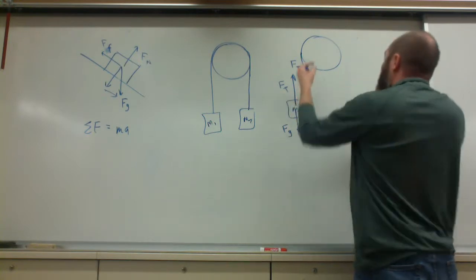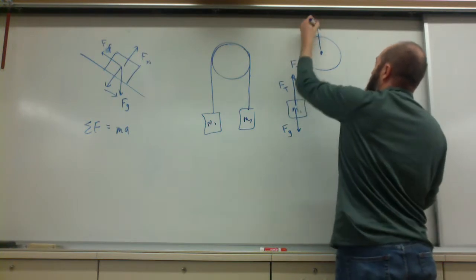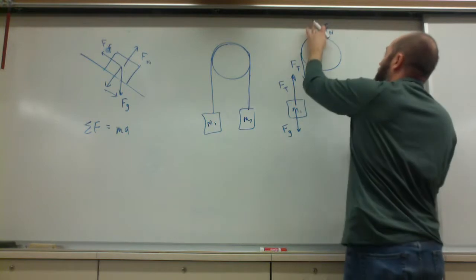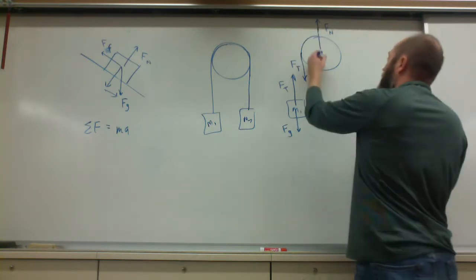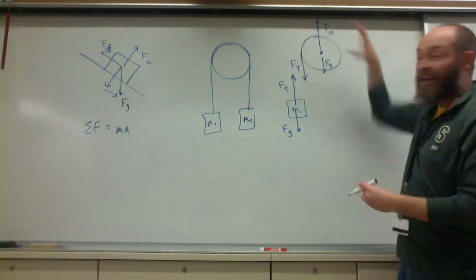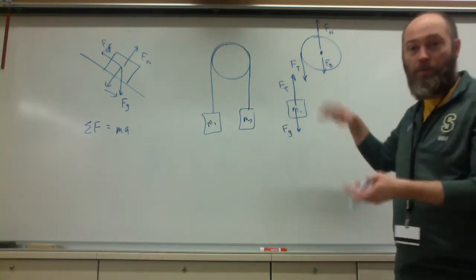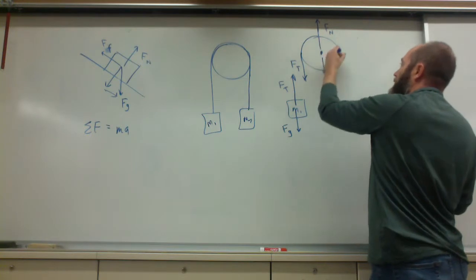I'm going to have some support force or normal force going up. It would actually probably be pretty big. And then I would have some force of gravity going down on my pulley. Now these are not going to affect my torque equation because, look, there's my axis, there's no torque there. But then I'm going to have another force of tension on this side.